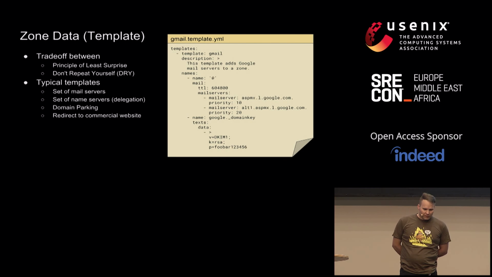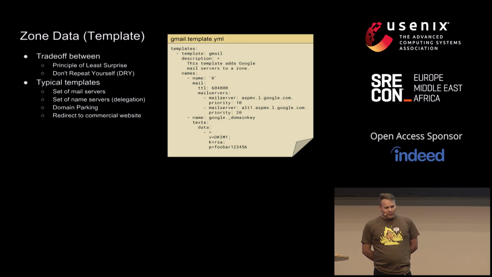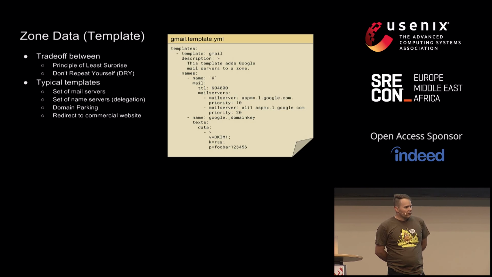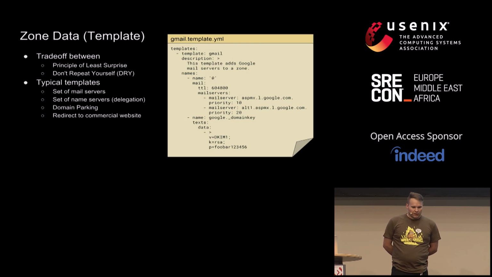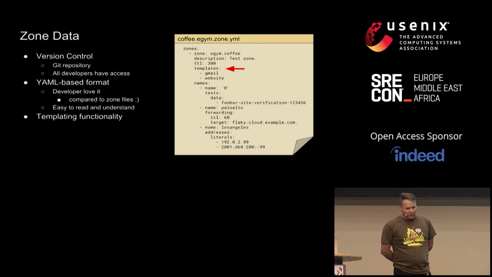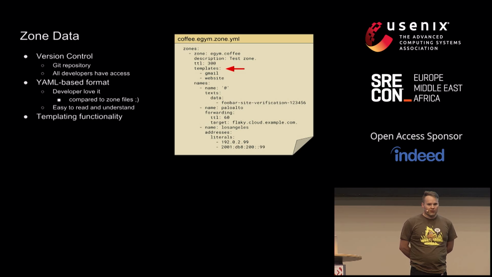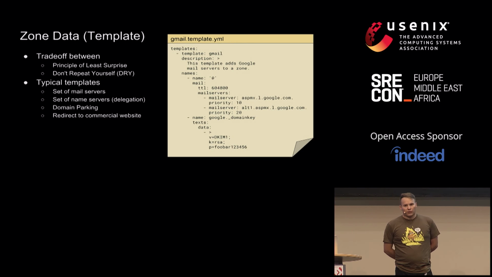I have a mixed view on templating in general. For me, templating always is a trade-off of two very important principles. The first one being the principle of least surprise, because whenever you pull in some definition data from a template, it is kind of hidden away. If I go one slide back, you can see the red arrow showing that we pull into the egym.coffee zone two templates named Gmail and website. And it's not really clear what they do until you look at those templates. The other principle that I like is don't repeat yourself.